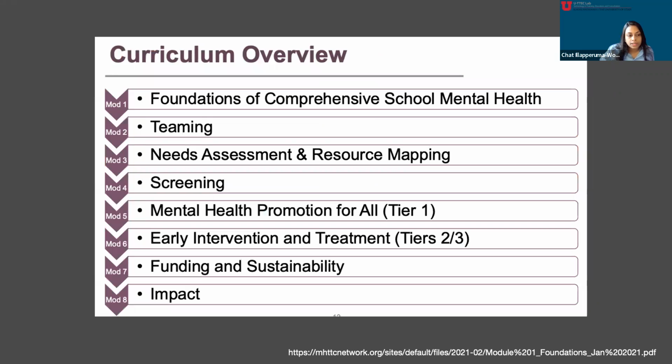So these were the 8 different modules that are covered in that manual and also covered in this series. So again, we so far have covered the first 5. So foundations of comprehensive school mental health, teaming, needs assessment and resource mapping, screening, mental health promotion, which is also tier 1. Today we will cover early intervention and treatment, which we call tiers 2 and 3. And in the next 2 months, April and May, we will cover funding and sustainability and also impact.